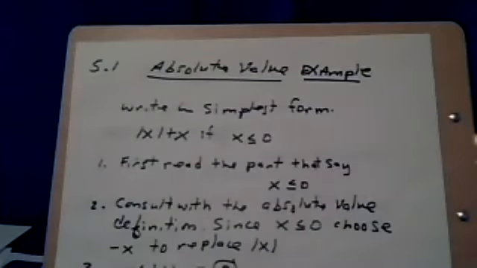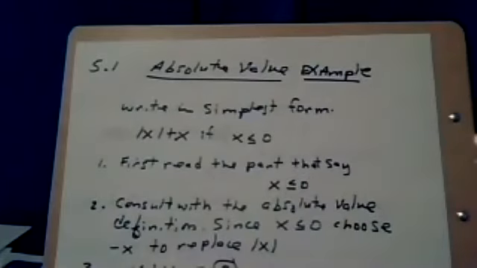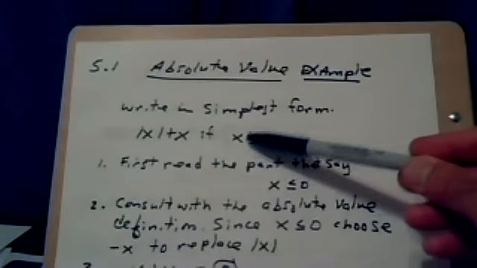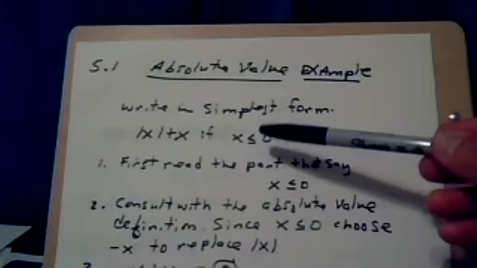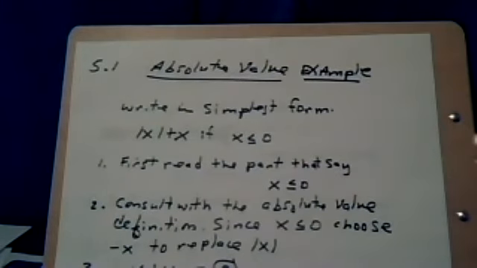Here's an absolute value example. We're going to use the definition we just saw to figure it out. So write in simplest form. Simplest form would be that you don't have absolute value symbols in here. So notice what they're saying. We're dealing with an X that's negative, less than or equal to 0. Concentrate on the less than. So we're dealing with a negative number inside the absolute value.